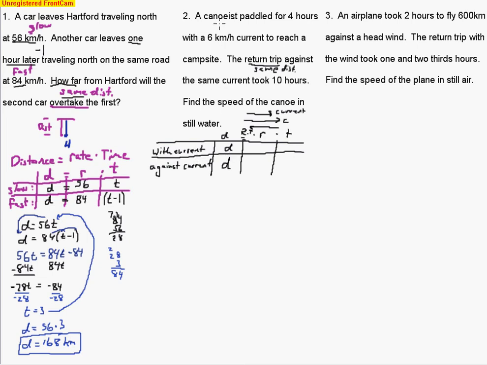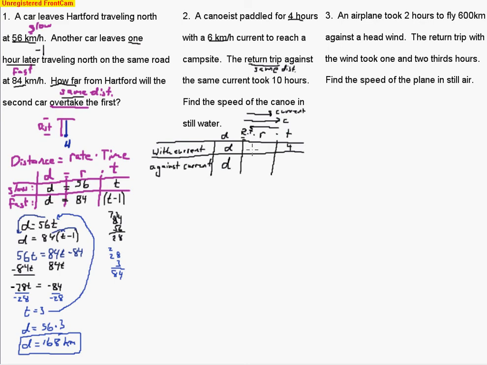So with the current, it says that this canoeist paddled for 4 hours with a 6 km/h current. So 4 hours goes in the time. This time we know the time. They tell us it's 4 hours. Now the difference is the rate. There's two components of the rate.